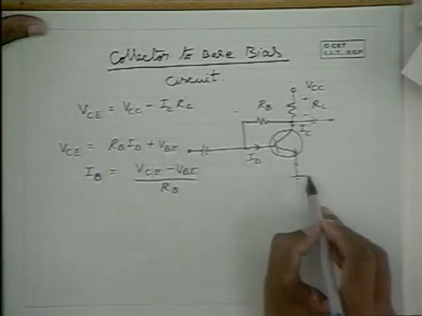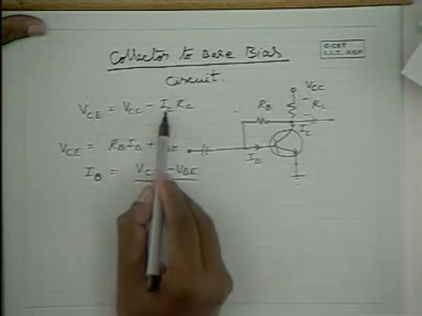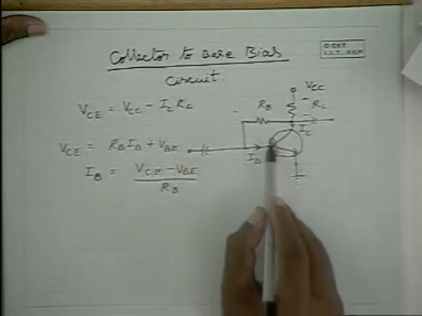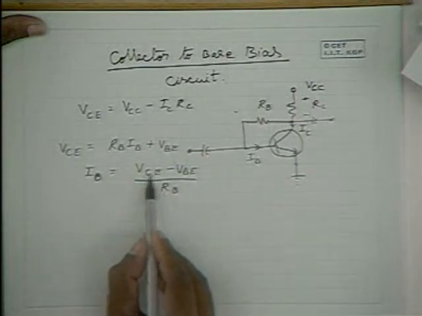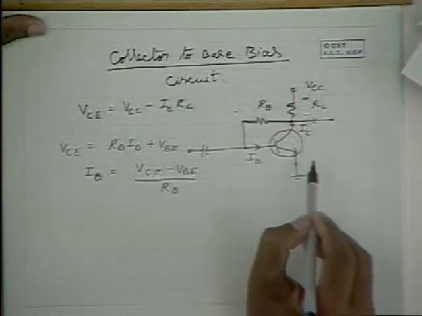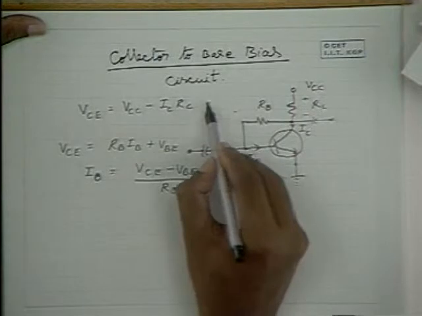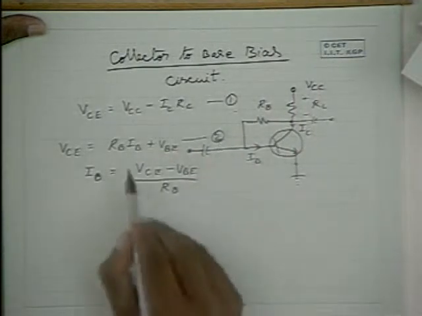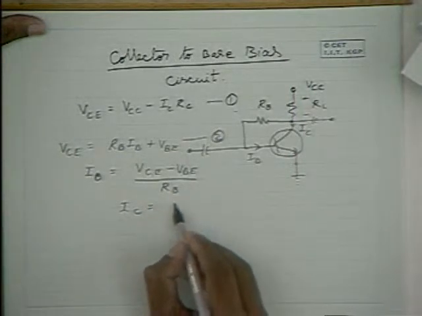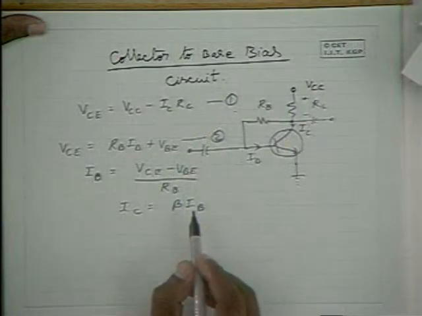Therefore, if VCE falls due to an increase in IC, according to this equation IB falls. When VC decreases, IB decreases. Hence, IC decreases. Now, the quiescent point analysis of this circuit can be done using these two equations. Besides, we have to use the equation, as you know already, IC equal to beta IB. Similar to the self-bias circuit, the stability analysis of this circuit also can be carried out. But the self-bias circuit offers better stability than this circuit for usually used values of the resistances.